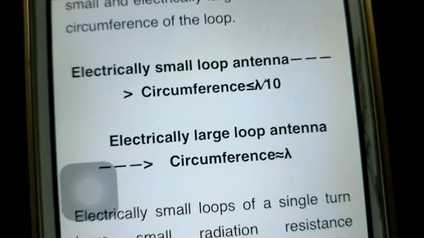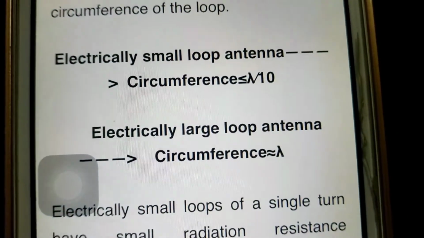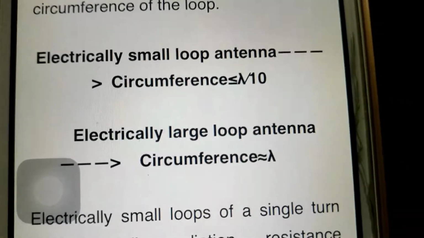This is the expression which is used to characterize a loop antenna. The antenna on the screen is a wire antenna. This is also a live example in use of the wire antenna. The third type is the travelling wave antenna, which will be explained by my colleague Mukesh Yadav.